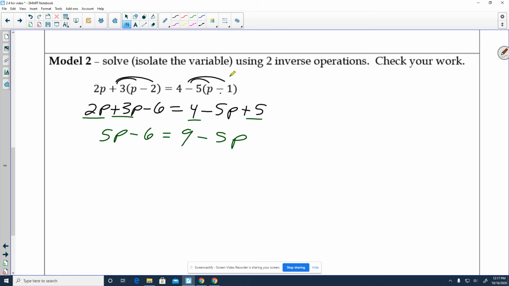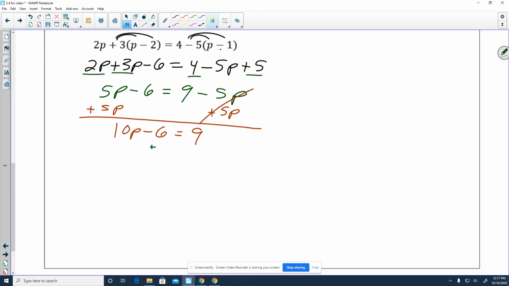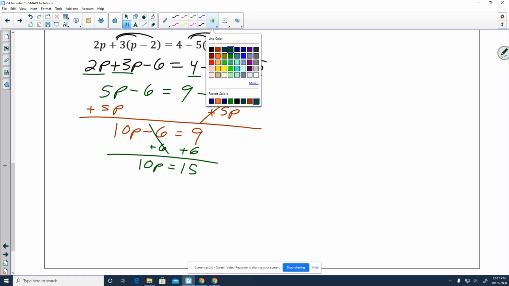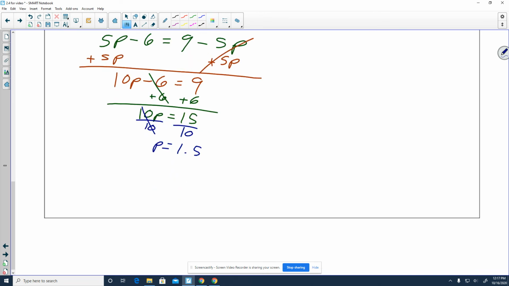All right. So now we're almost there. We're going to add 5p to both sides. We're going to isolate the variable. Keep it positive. So we have 10p minus 6 equals 9. We're going to add 6 to both sides. We get 10p equals 15. And now after we divide both sides by 10, we're actually going to get a decimal. We're going to get p equals 1.5, or you can write 3 over 2.